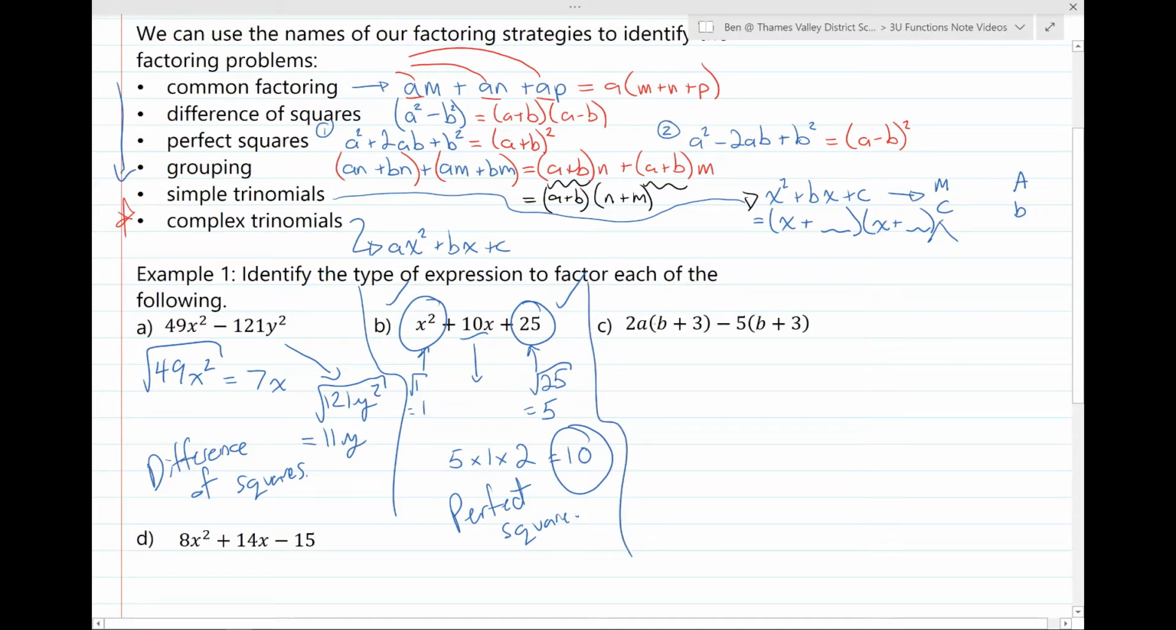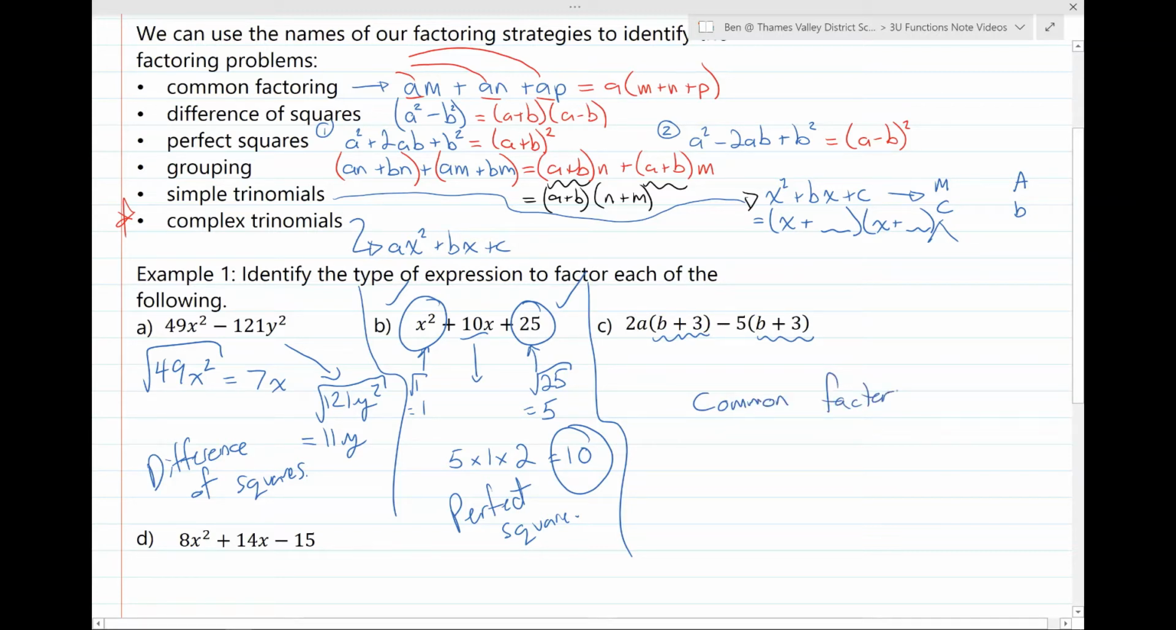Looking forward, for part C, do we have a common factor involved? Well, it looks like it. There's a b plus 3 here and a b plus 3 there. So since there's common factoring involved, we can just handle it like so.